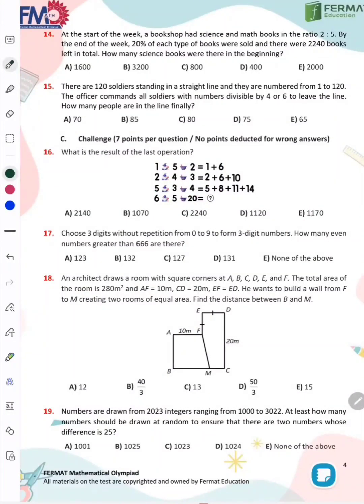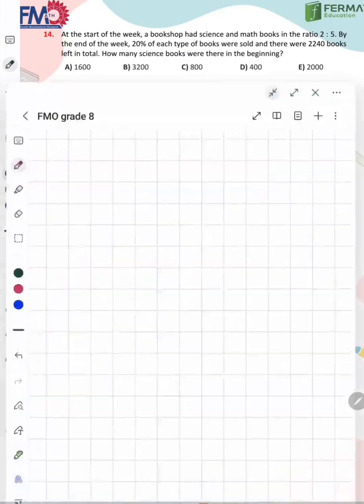Question number 14. At the start of the week, a bookshop has science and math books in the ratio 2:5. By the end of the week, 20% of each type of books were sold and there were 2,240 books left in total. How many science books were there in the beginning?